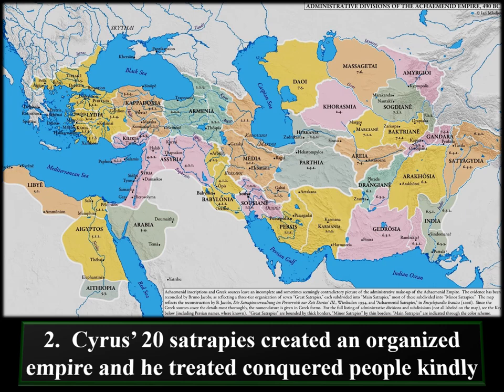So satrapies are a way of incorporating the local governors of a region, and that kept more peace in the empire, kept the people from wanting to rebel as often. Also, the fact that Cyrus was a fairly good ruler, ruling the people with kindness, also aided in that peaceful empire. Not all Persians will rule as benevolently as Cyrus.